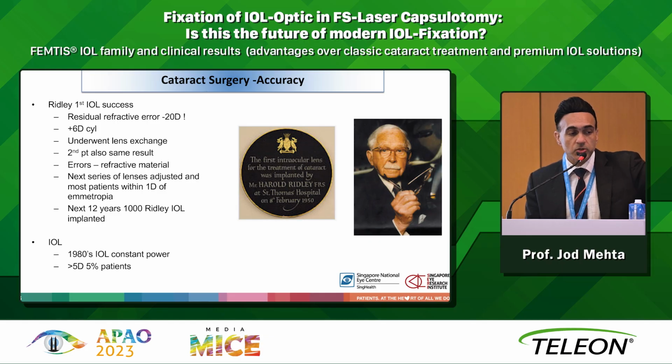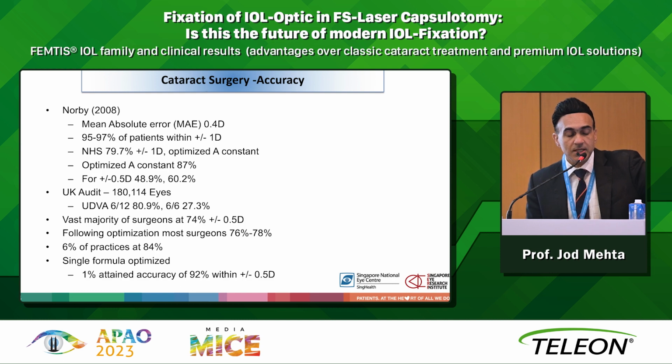In the 80s, of course, we got better with IOL constant powers, but you can still see about 5% of patients almost have greater than 5 diopters out from the optimal outcome as well. And we've seen successful improvements on accuracy of our cataract surgery, and we've seen this with improvements in intraocular lens formulas, and we've seen this from multiple audits.